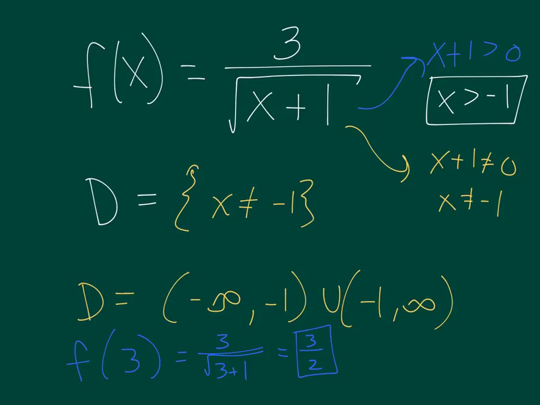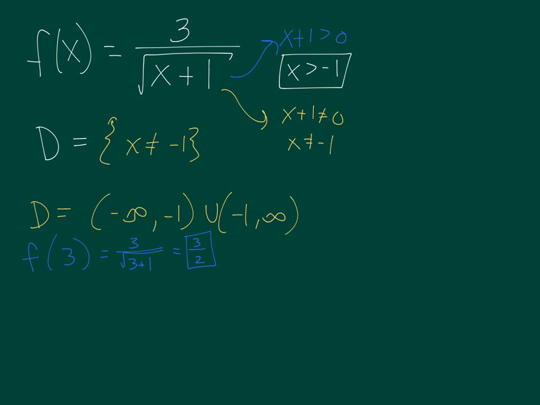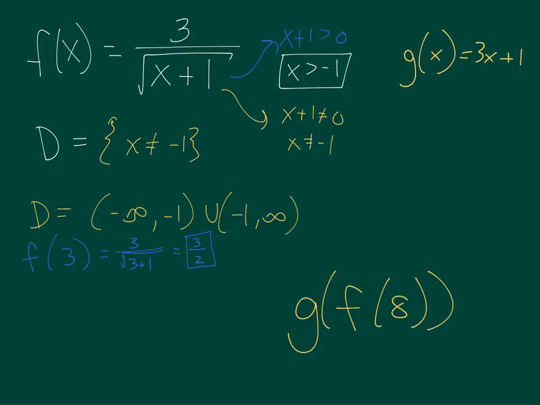Now, if you also had a g of x function in addition to f of x, and you wanted to do, let's say, g of f of 8. G of f of 8. What's f of 8? Do it in your head. You can definitely do this in your head. What's f of 8? 1. If you plug in 8 here, you're going to get 8 plus 1, which is 9. Square root of 9 is 3. 3 over 3 is 1. So f of 8 is just 1. So what's g of 1 then?